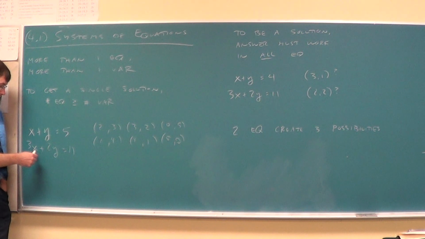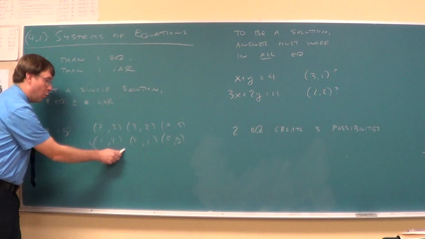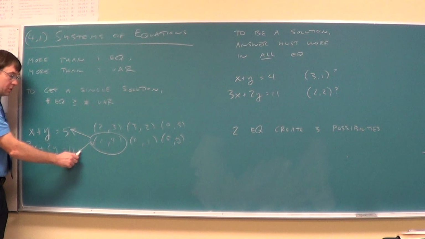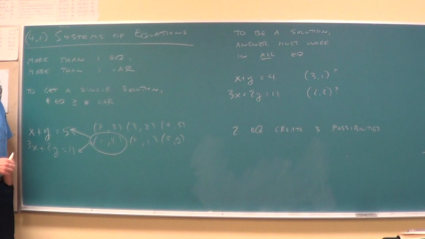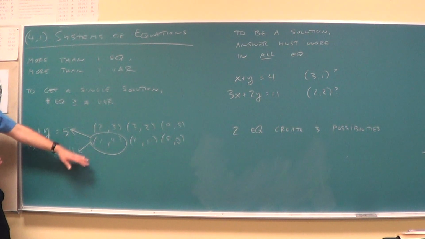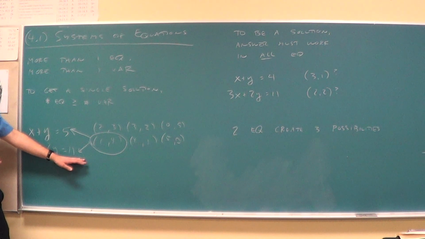1, 4. If we do 1 here, 3 times 1 is 3. 2 times 4 is 8. 3 plus 8 is 11. 1, 4 is the only solution for this that will also work for that. That's not going to be the way we'll do these all chapter. We're not just going to write all the possible solutions for one and then hope we find our way into one that works for the other one.